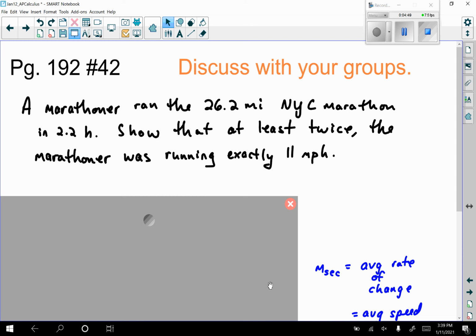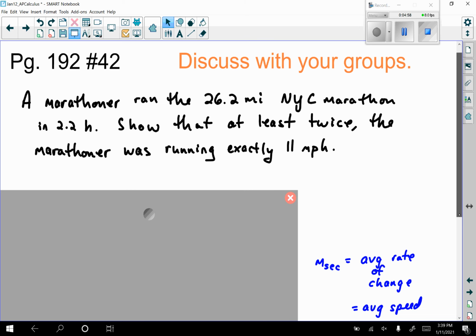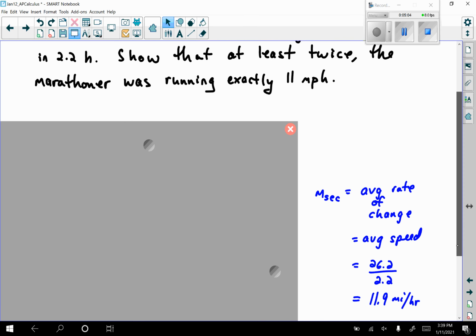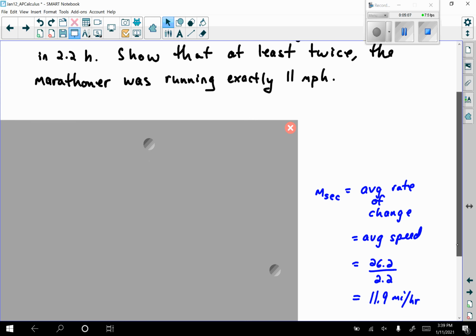And that is what we first draw in for our illustration for the mean value theorem. So the slope of our secant line would be equal to this average rate of change, or his average speed. And that would be 26.2 over 2.2, 26.2 miles over 2.2 hours. And that gives us 11.9 miles per hour.